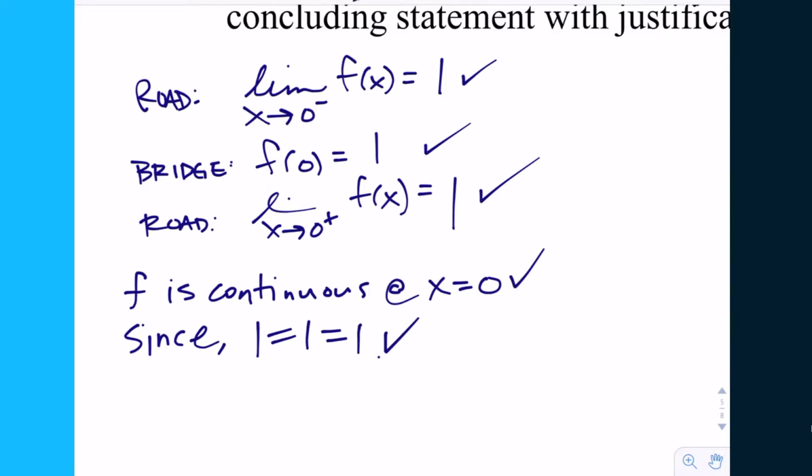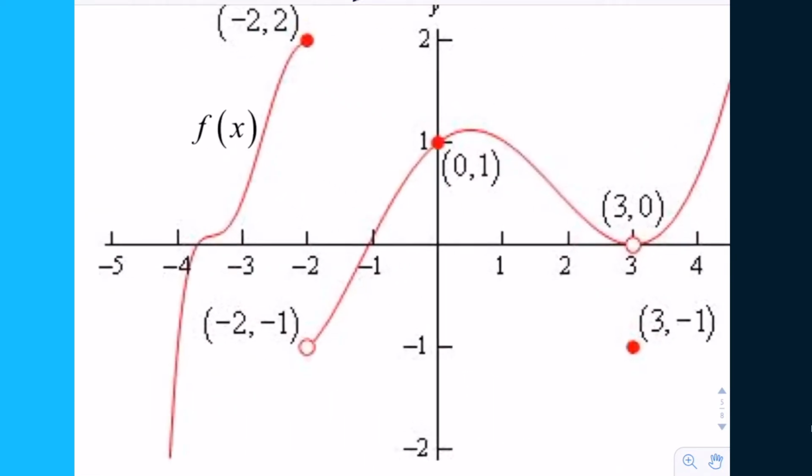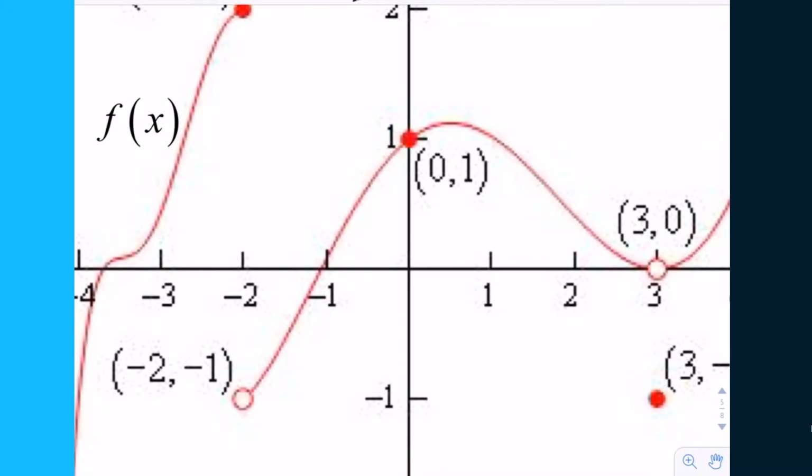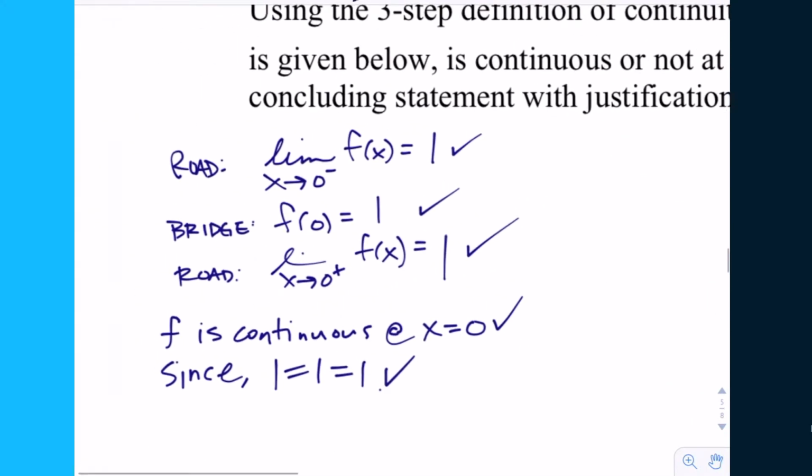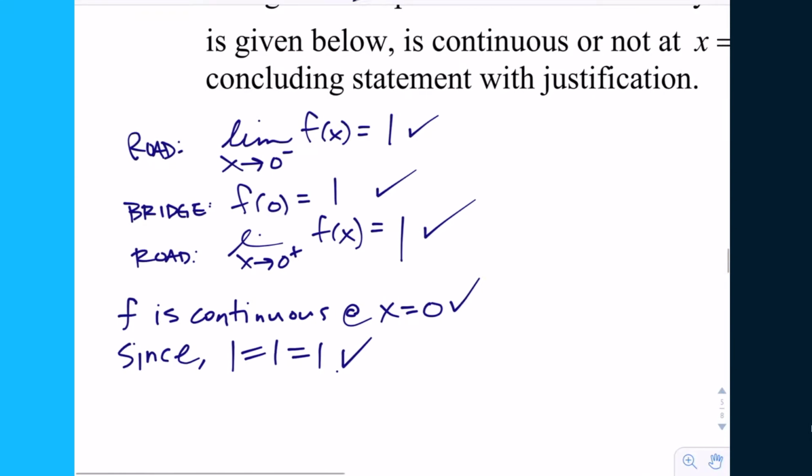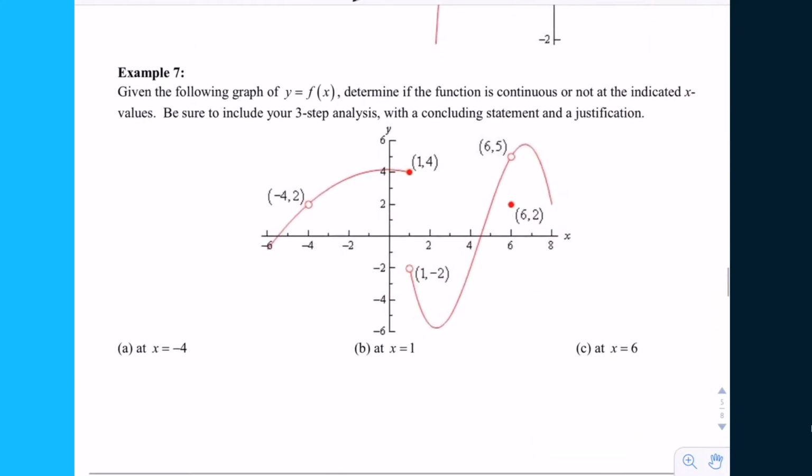Now notice we took something that was glaringly obvious. If you just looked at the graph, you'd be like, oh, yeah, continuous at x equals 0, right? Just looking at the graph, right through there. No problem. But we broke it down rigidly into mathematical statements. It's like a proof, irrefutable. Okay? Questions on that? Think you can reproduce that and you understand the idea? All right, let's move on to example 7.